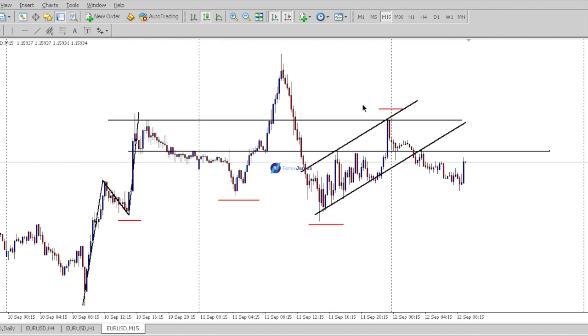Okay guys, it's going to make more sense later on when we're able to piece all the information together. But for now, this is how we identify whether the market is trending or ranging.